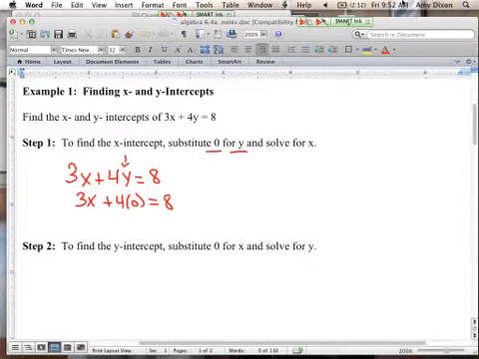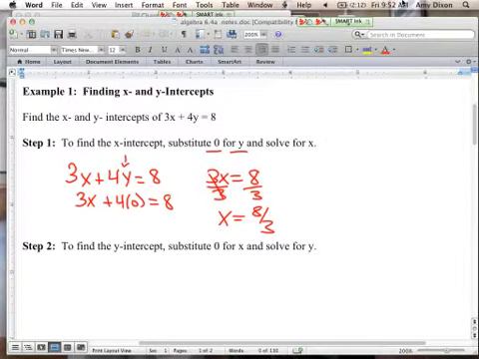What happens there with that 4 times 0? It's just 0, right? So what am I left with then? 3x equals 8. Now I need to solve for x. How do I get x by itself? Divide by 3. So we get x equals 8 over 3. So that is our x-intercept.